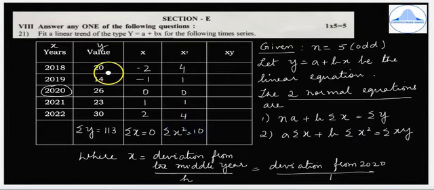Next, find out x into y. Be careful with the signs. So, 20 into minus 2 is minus 40. Minus 14, 0, 23 and 30 into 2 is 60. Then calculate summation xy, which is equal to 29.